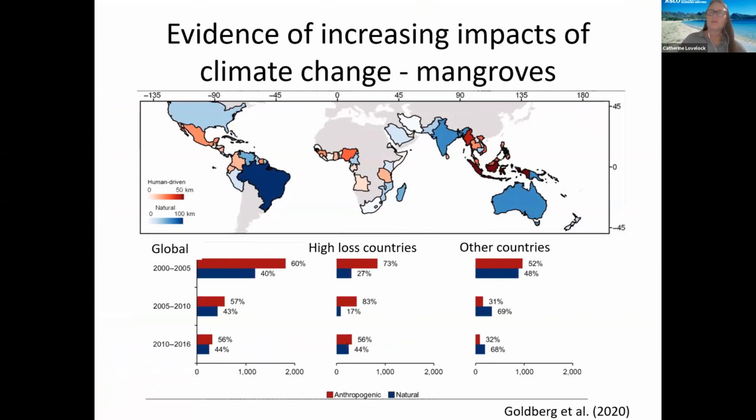If you look at the 3 epochs here, the red bars are the human or anthropogenic changes, and the blue bars are natural changes of erosion and extreme climate events or extreme climatic conditions. And you can see that, for example, in the high loss countries, so Southeast Asia, in the 2000s, about 73% of the loss was due to human activities and only 27% due to climatic or natural factors. But these are approximately equivalent by the time you get to the 2010 to 2019 epoch. So these are real and present threats to these habitats.